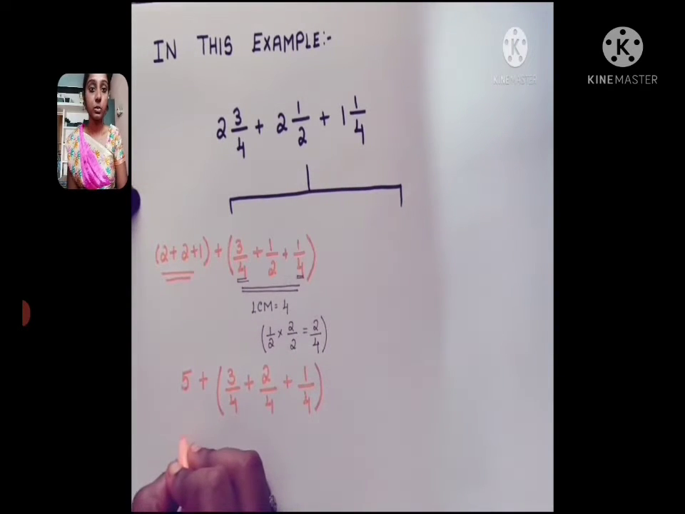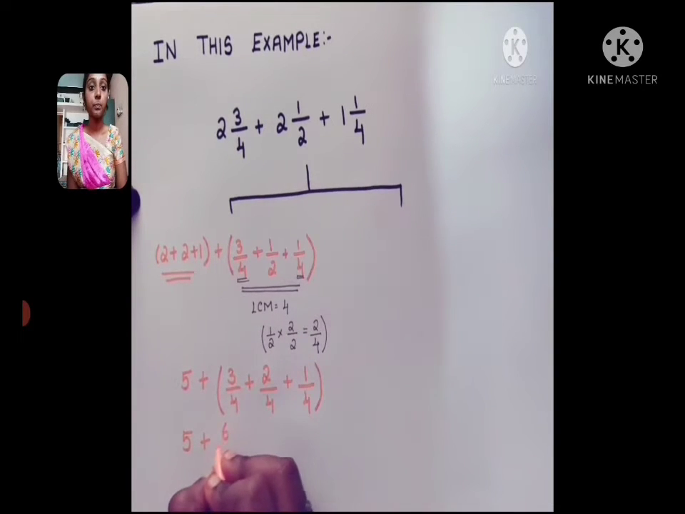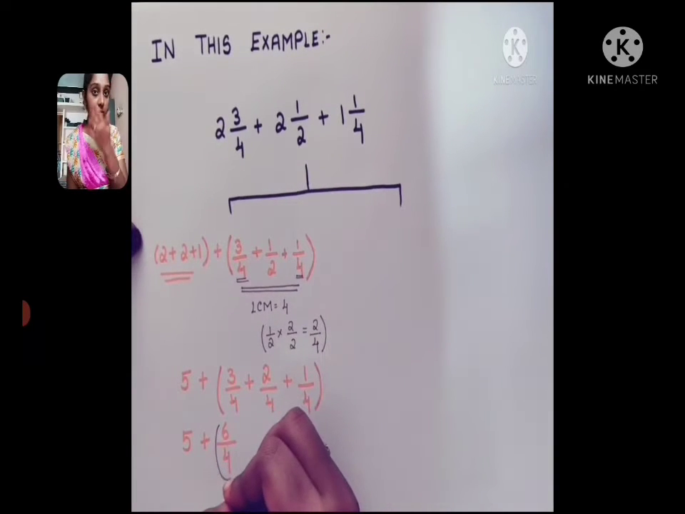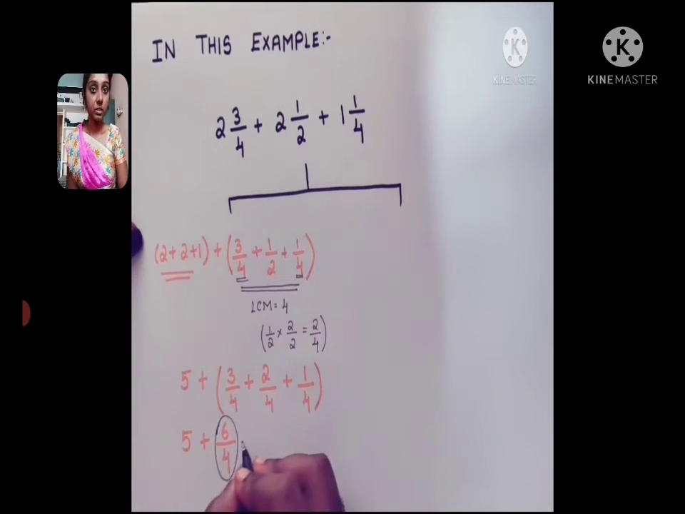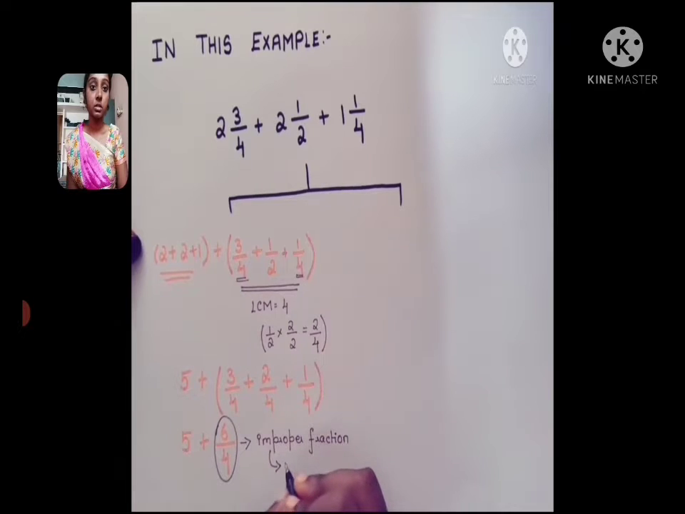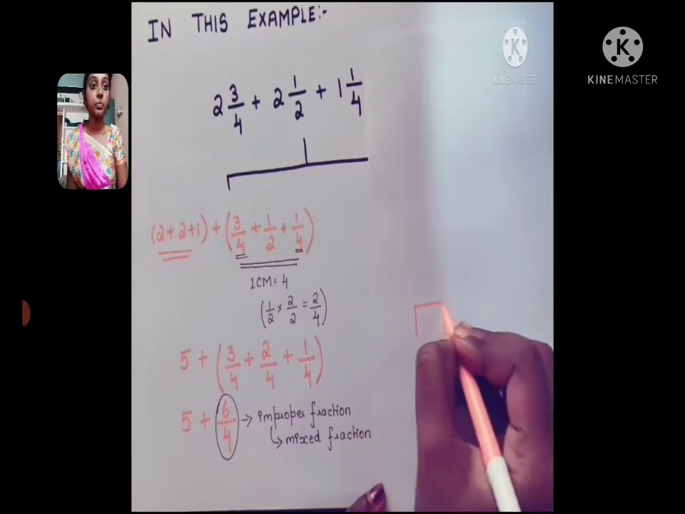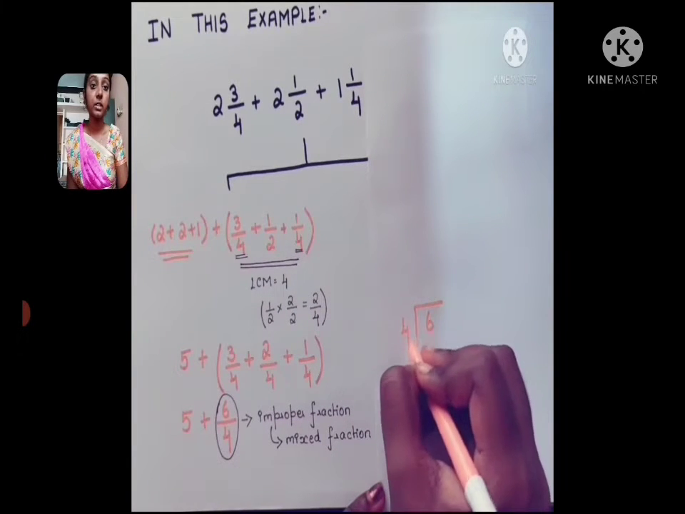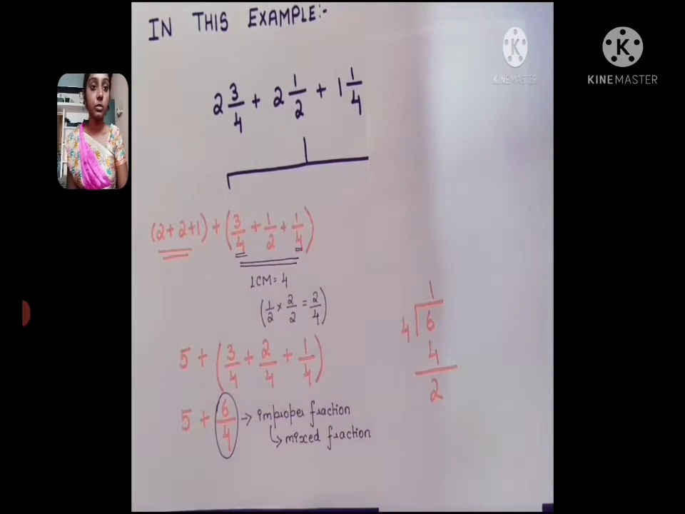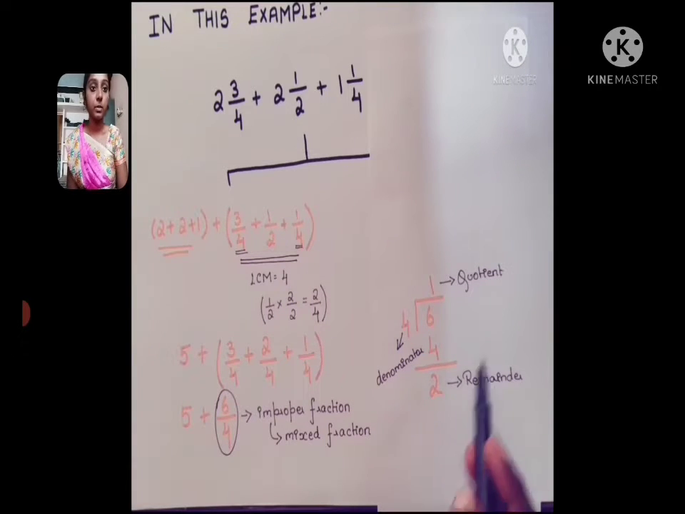So now the 5, that is the sum of the whole numbers, let us keep as such and add the proper fractions. 3 plus 2 plus 1 by 4, which is 6 by 4. Now 5 plus 6 by 4. 6 by 4 is an improper fraction, but we know that a mixed fraction consists of a proper fraction. So we need to convert this improper fraction into a mixed fraction. So let us do division. Let us divide 6 by 4. We will get the remainder as 2, the quotient as 1, and the divisor as 4.